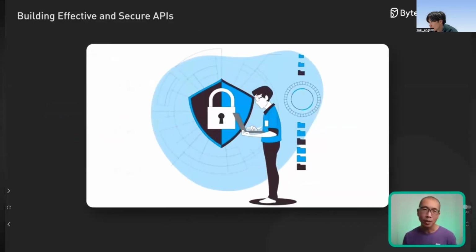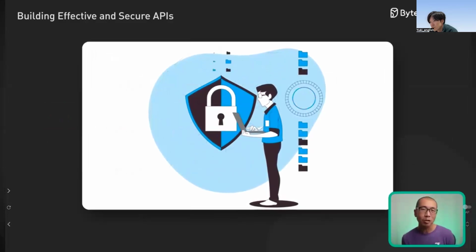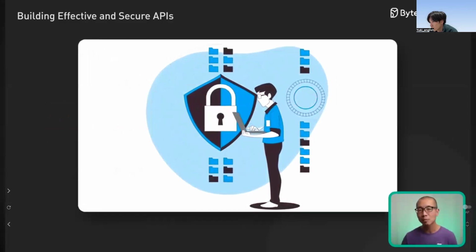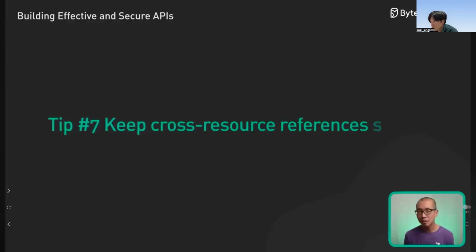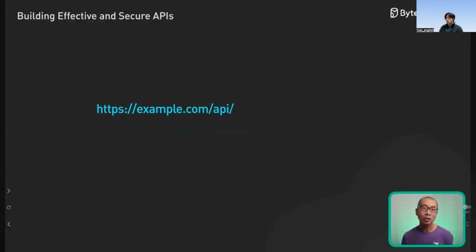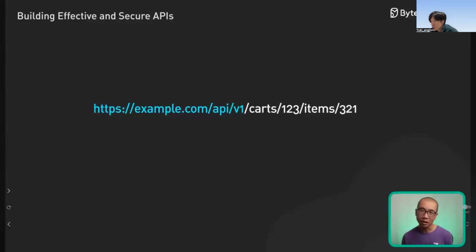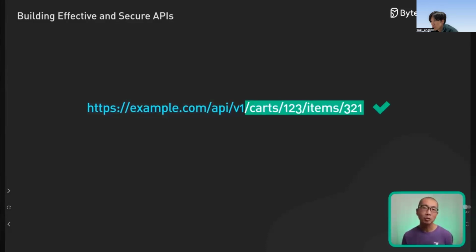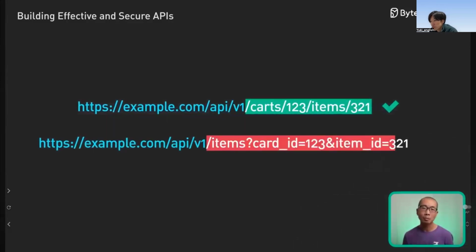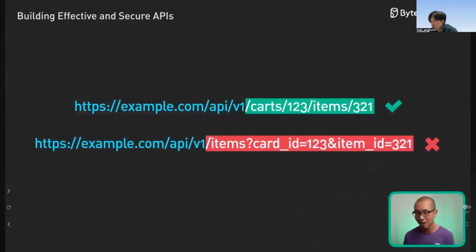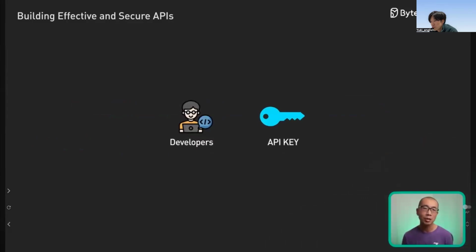Security is a deep topic. We just scratched the surface. Make sure you keep yourself up to date with the latest best practices. Tip number 7. Keep cross-resource references simple. Use clear linking between connected resources. Don't clutter things with long query strings. For instance, reference item 321 within cart 123 through the clean path like this. This avoids messy query param like the one that we see on screen. Direct paths make associations clear for developer using an API.